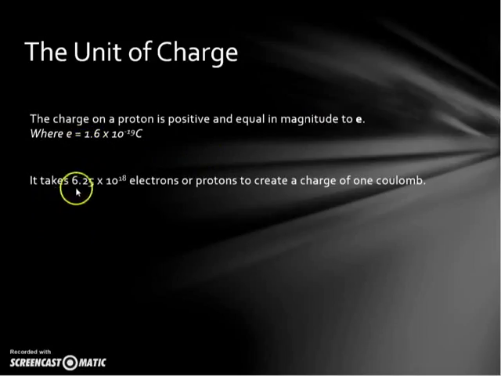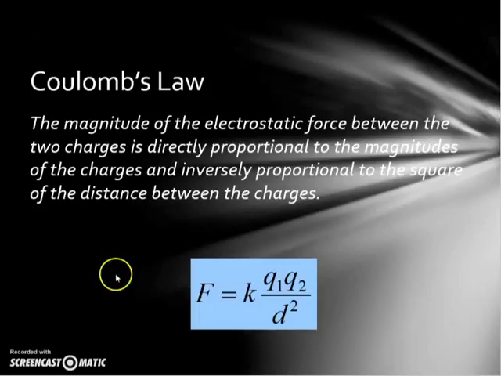So it takes 6.25 times 10 to the 18 electrons, so heaps, or protons, to create a charge of 1 coulomb. So that tells us that a coulomb is a pretty big charge.